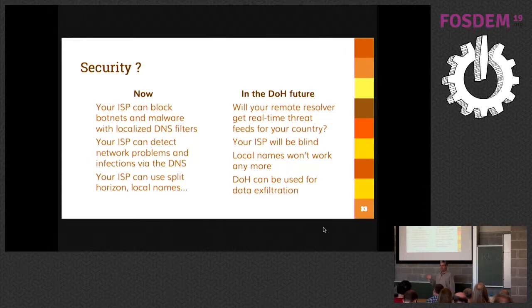There's a lot of setups that work with local configurations, like split horizon, local names, and this kind of stuff. Again, this is going away if people use remote resolvers. So I'm sure we will see many corporate network administrators trying to block this and prevent this from happening. And another issue is that DoH can be used for data exfiltration. There are already prototypes around the network for this, so that an application can just use the DoH encrypted connection to push data in the form of a DNS query.